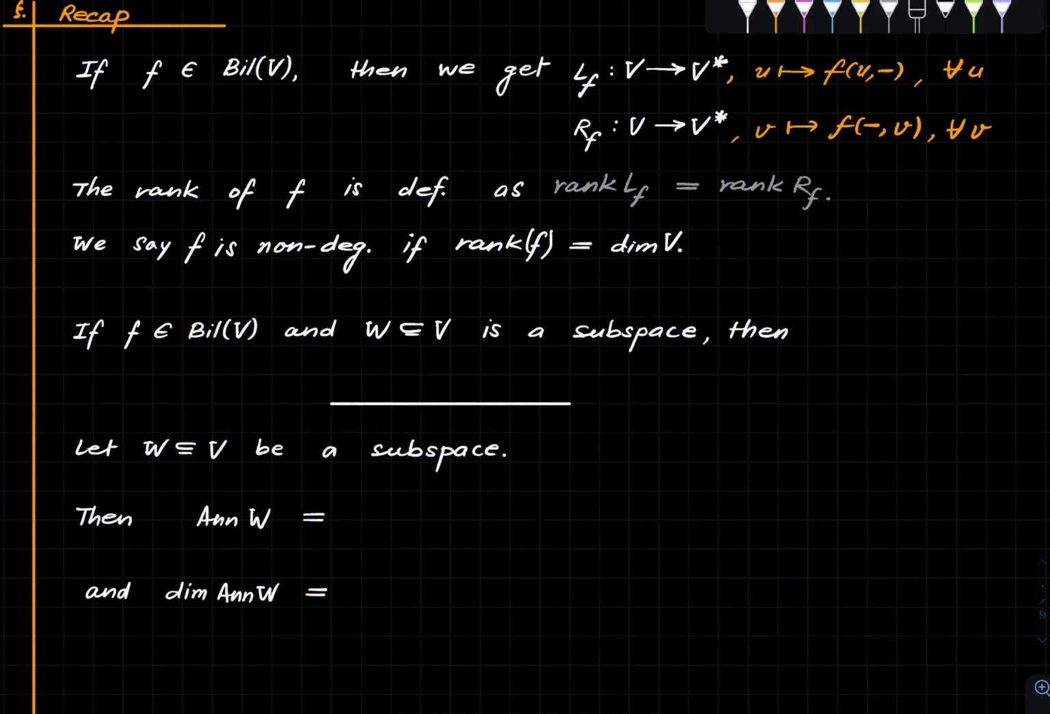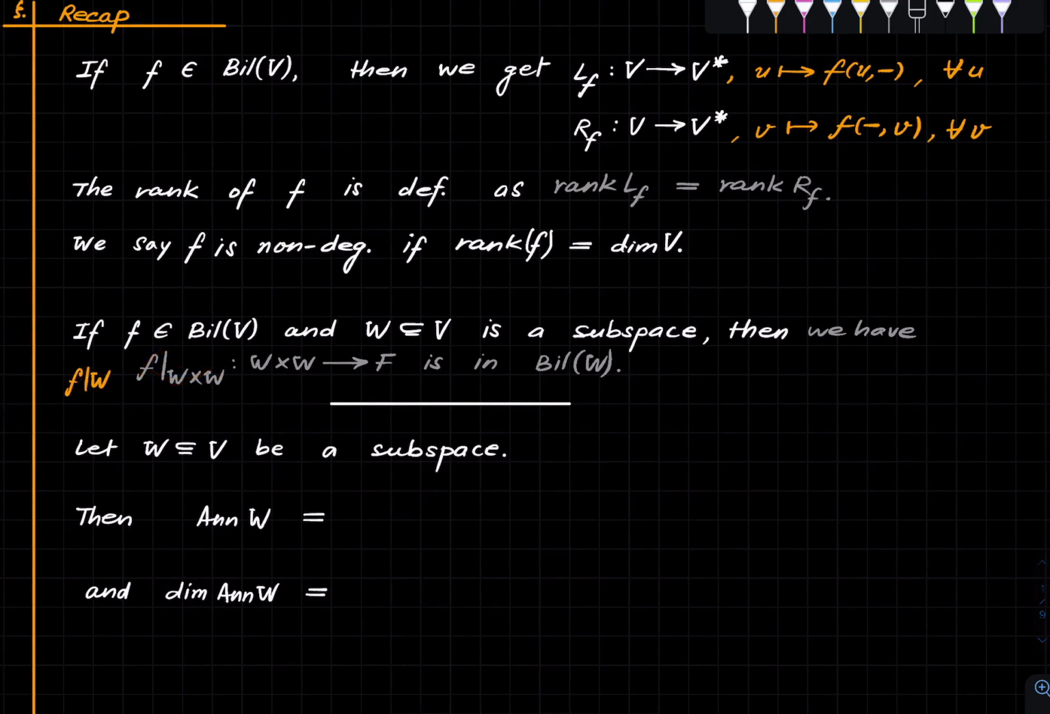And another thing we saw is that if we have a bilinear form on a vector space V, then we may restrict it to a subspace and get a bilinear form on the subspace. So basically, you can get this map: f restricted to W cross W is in the space of bilinear forms on W. This is a fine notation, but we will abbreviate this as that.